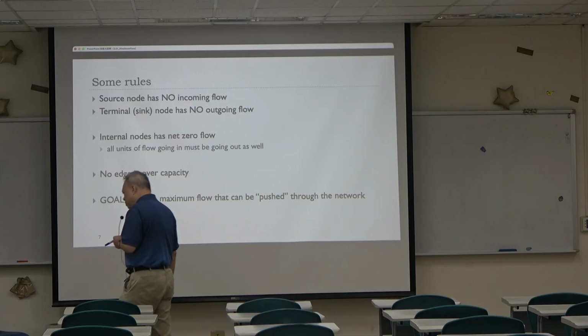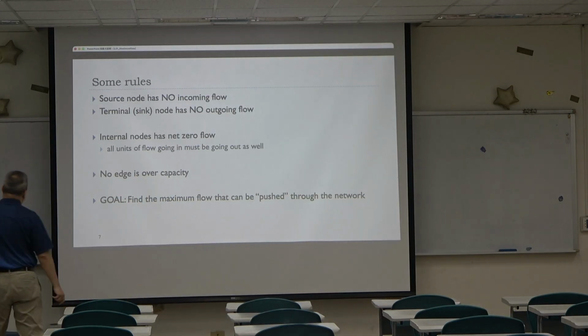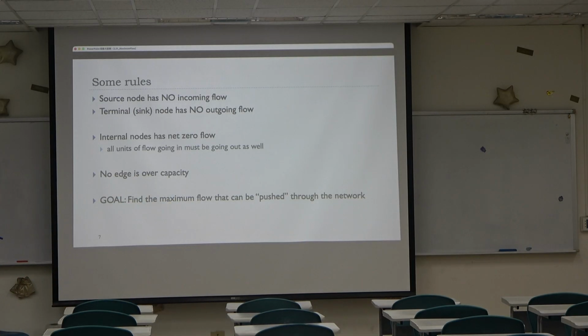Some rules we need to remember. First, the source node has no incoming flow. We know that. Second, the terminal or sink node has no outgoing flow. That one we also know from what I mentioned about the flow network, right? So this is not a new thing.